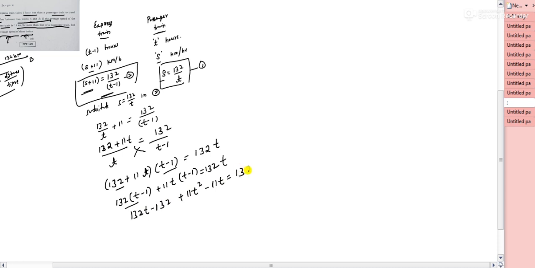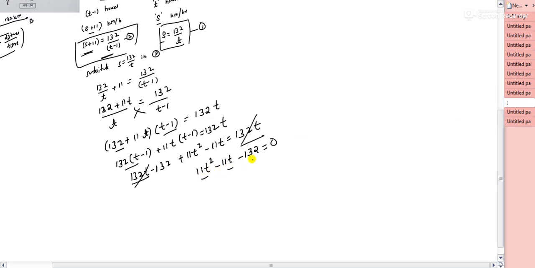Now this 132t is on both the LHS and RHS, so it will get cancelled, and you can write this as 11t square minus 11t minus 132 is equal to 0. Now if you see, 11 is common, so just divide it by 11. So this becomes t square minus t minus 12, since 11 ones are 11 and 11 twos are 22. So this is the equation.